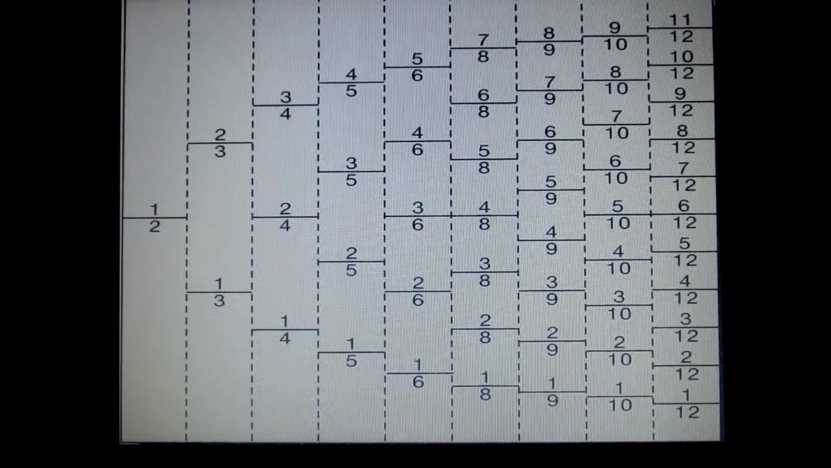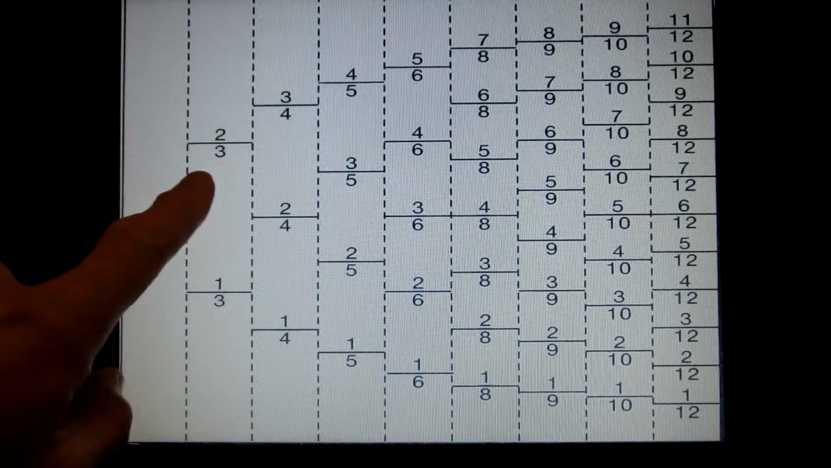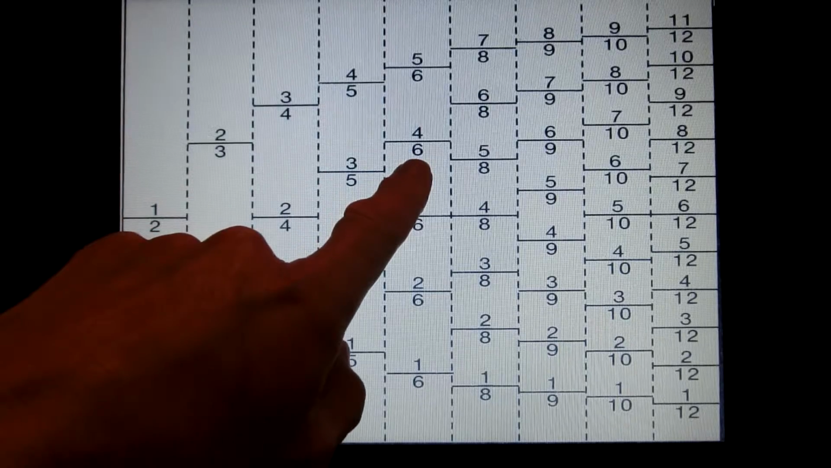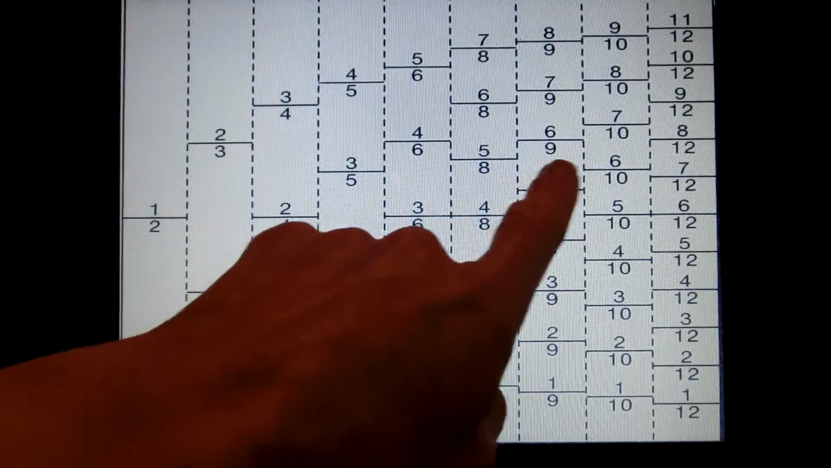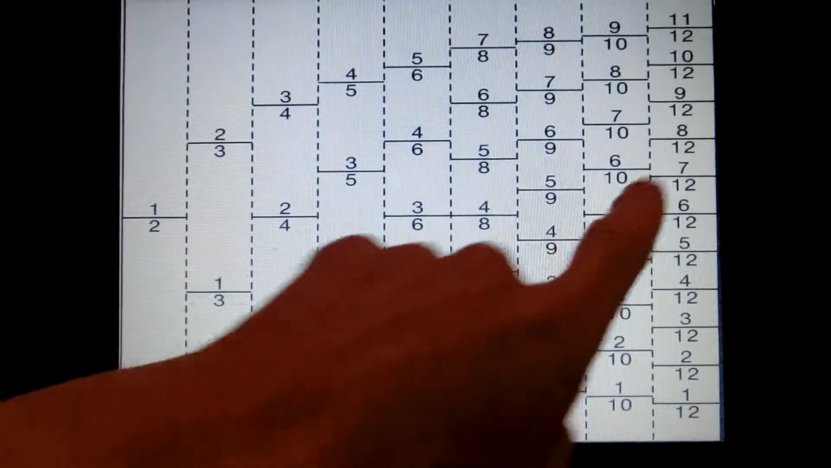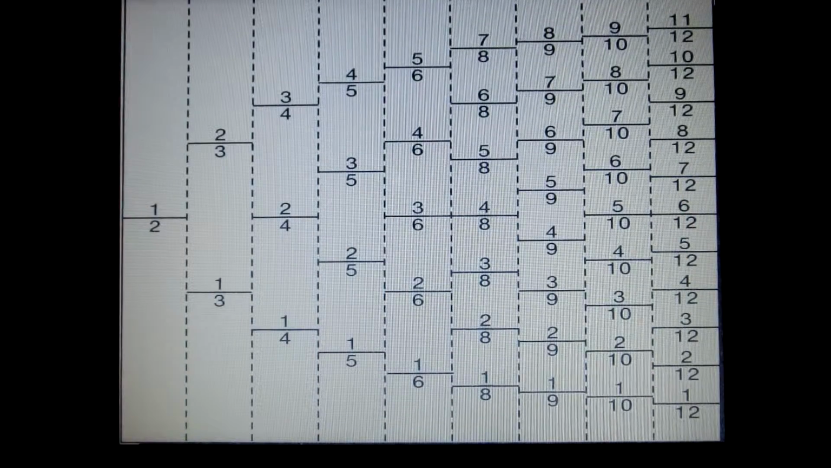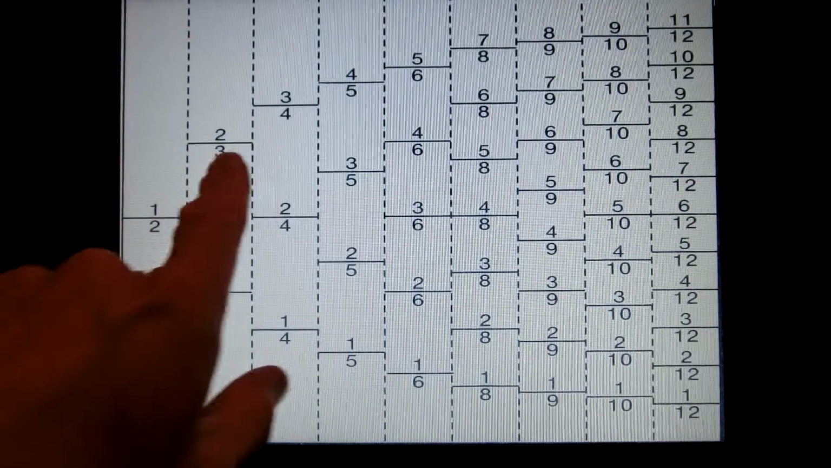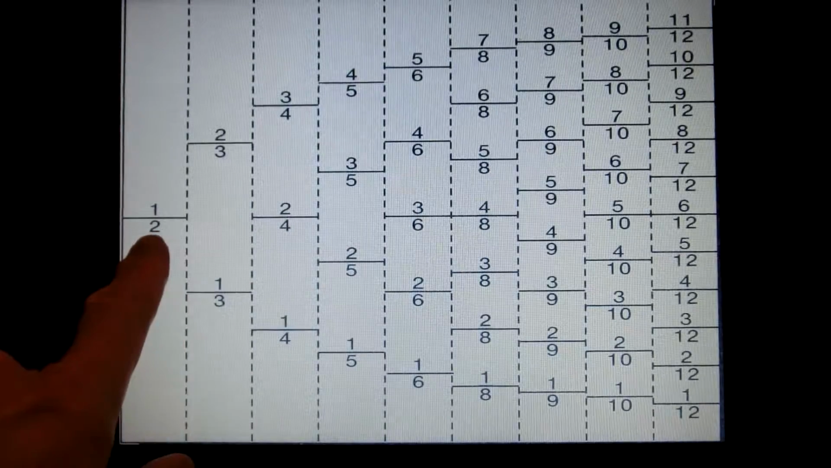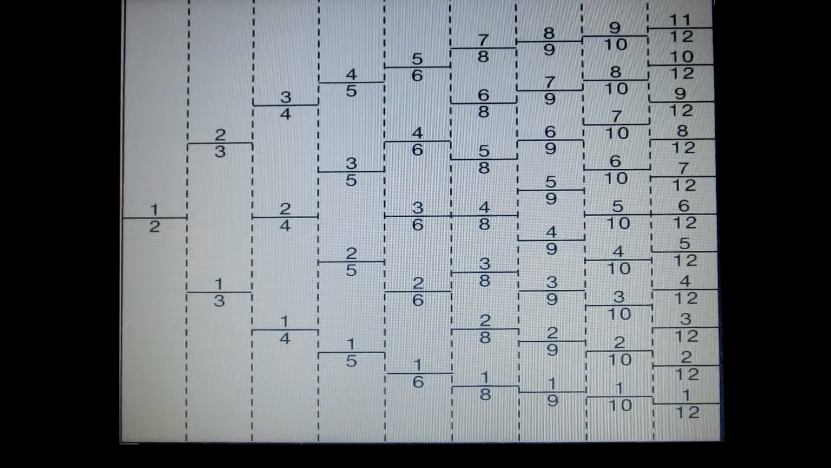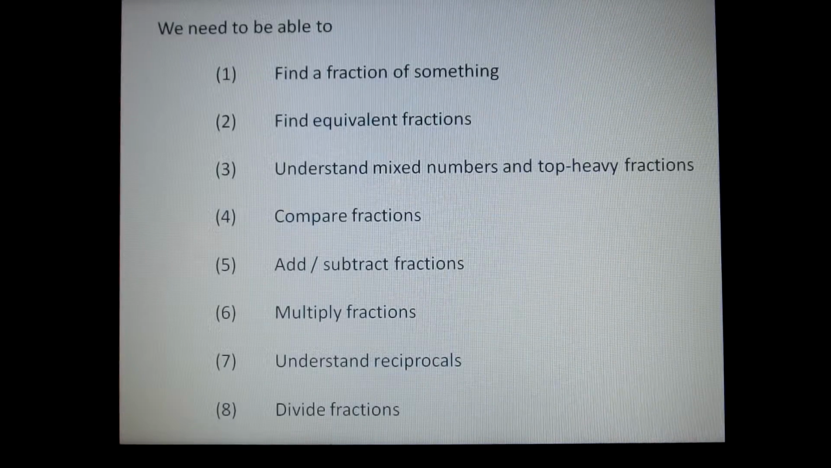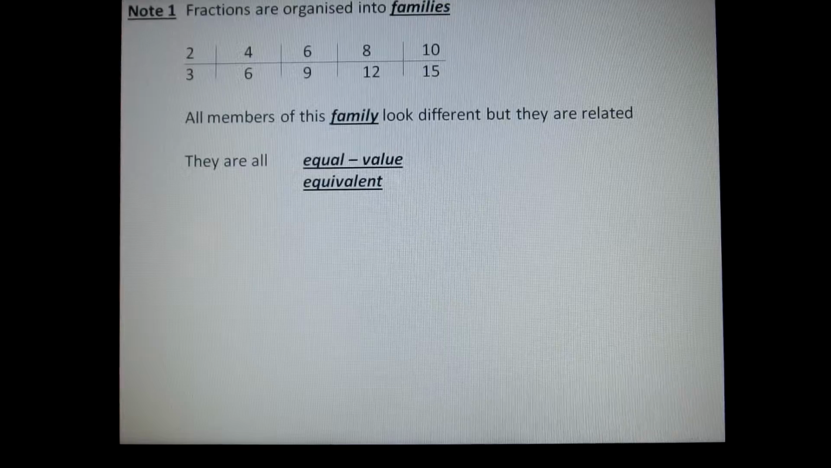One thing just to spot from this is how 2/3 is the same as 4/6, is the same as 6/9, is the same as 8/12. So we have there some fractions that are equal value, 2/3 and 4/6, 1/2 and 2/4. Okay, come back to that. There are quite a few things that we need to be able to do with fractions, but let's just see what we come to as we go through the slides here.